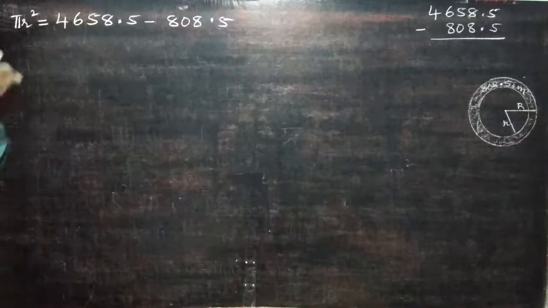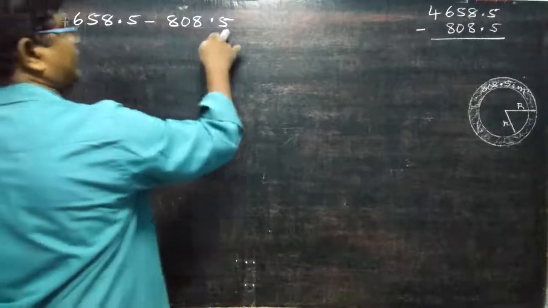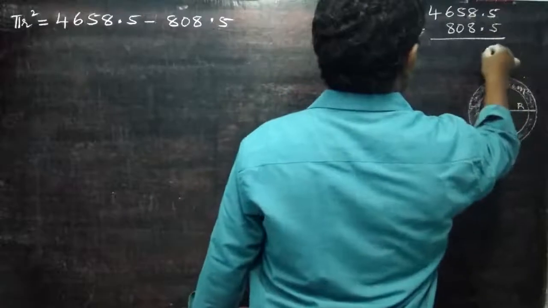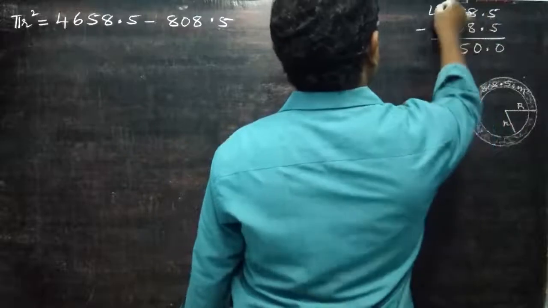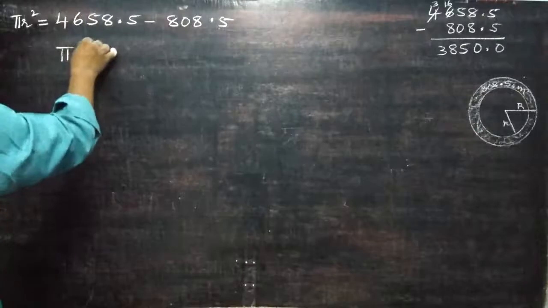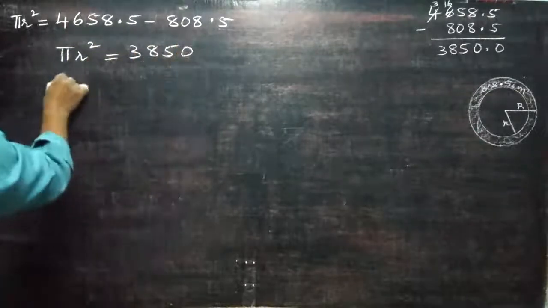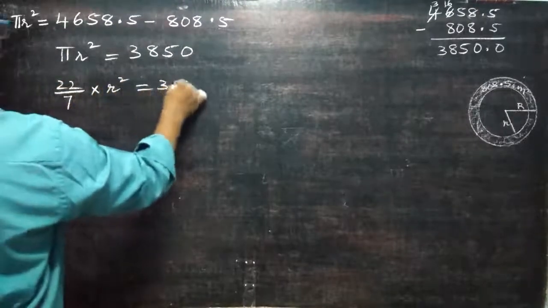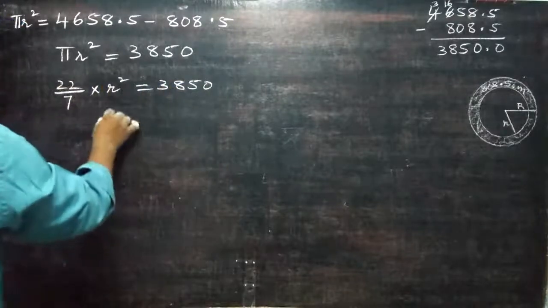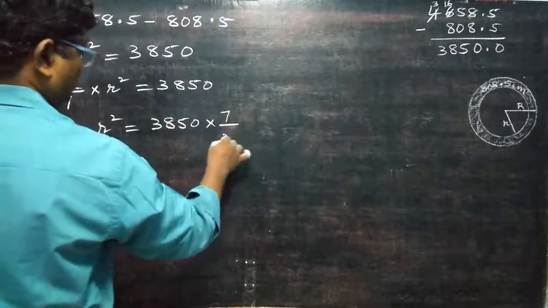Now pi r square is equal to 4658.5 minus 808.5. Subtract 0, 0, 5, 16. 16 minus 8 is 8. Here 3 will be there, 3. So how much you got means pi r square is equal to 3850. What is pi? 22 by 7 into r square is equal to 3850. R square is equal to 3850 into 7 by 22.